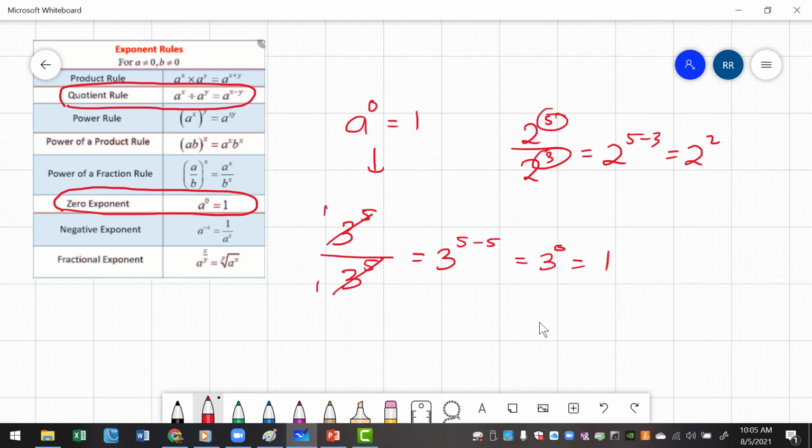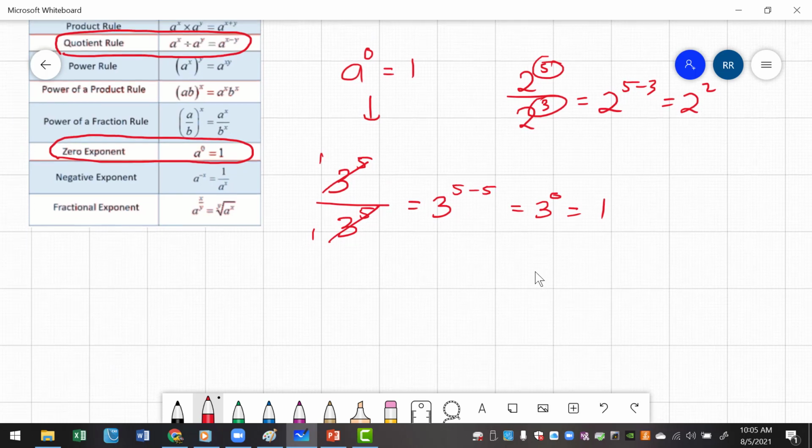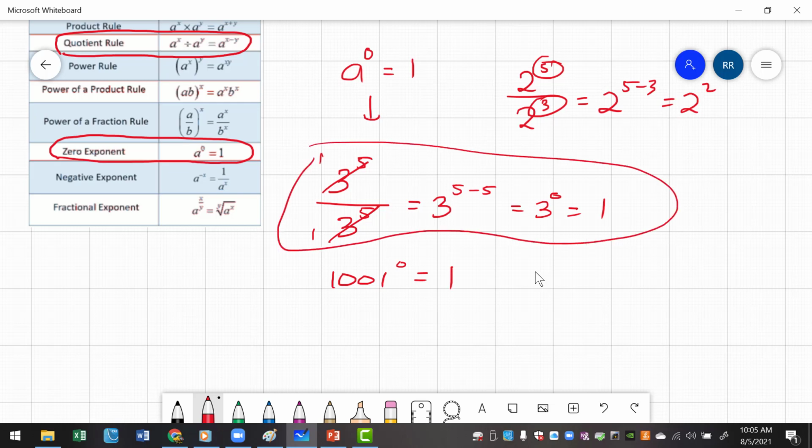Okay, so let's say I have another example. Let's say I have 1001 to the power of 0. This is also going to be 1 because we can use this rule over here. It is the same thing: if I have 1001 to the power of 3 over 1001 to the power of 3, then 3 minus 3 is equal to 0. If I have the same value for the numerator and denominator, I can just cancel, equals 1. Okay, but there is a problem.